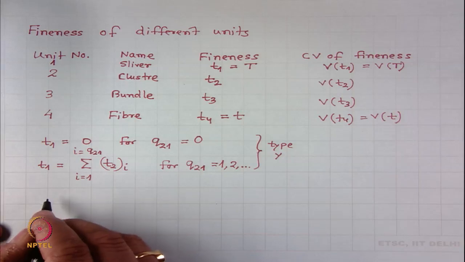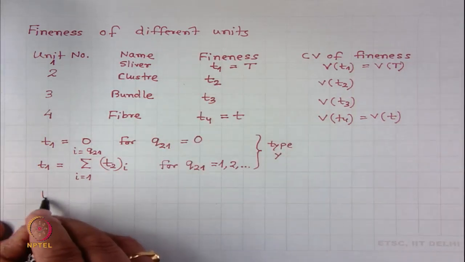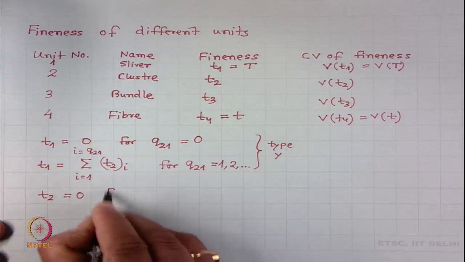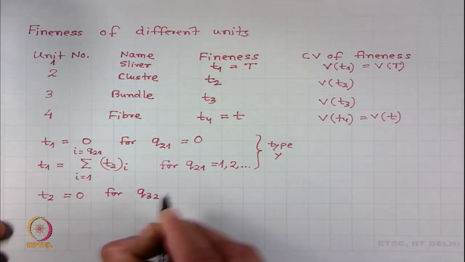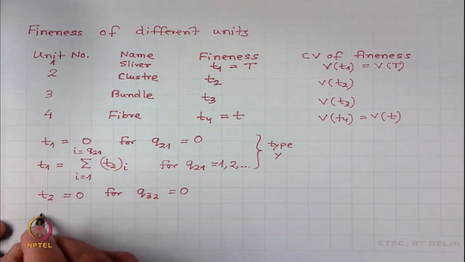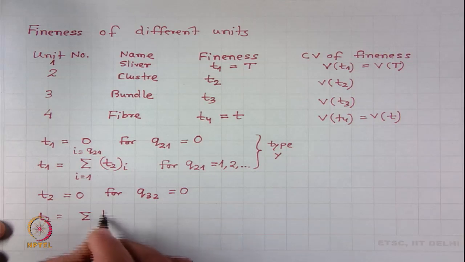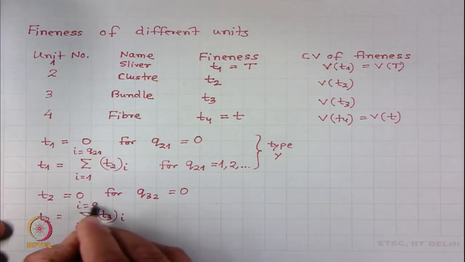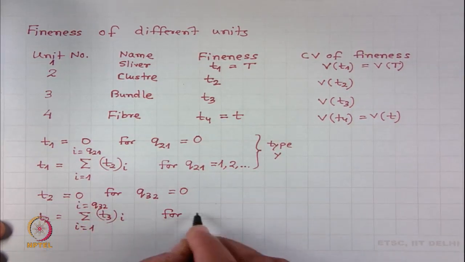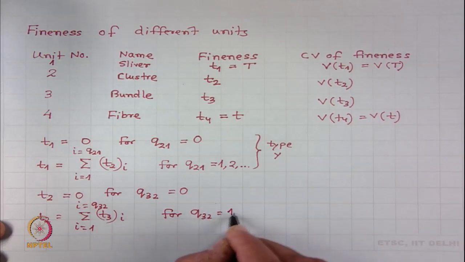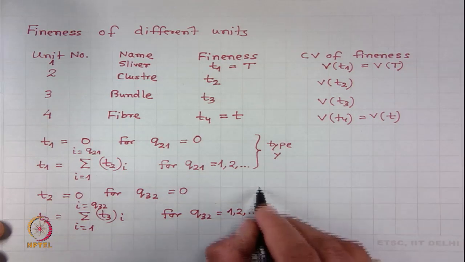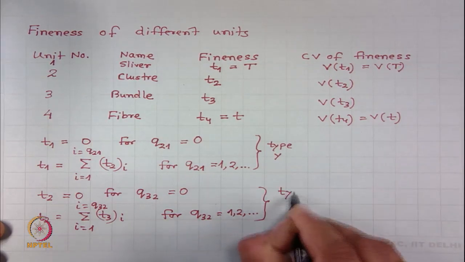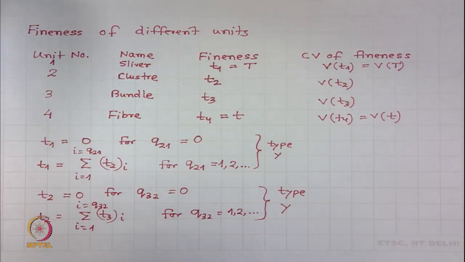Now, we are interested to define T2. T2 can be 0 if there is no bundle. T2 will be summation of T3 i, if i is equal to 1 to Q32. Again this is also a type Y random variable, and we have discussed what will be the coefficient of variation of fineness of such a quantity.